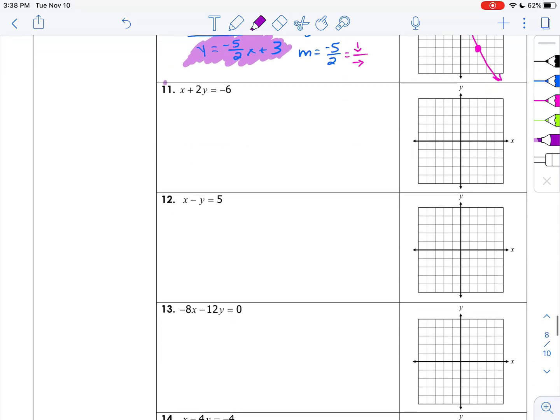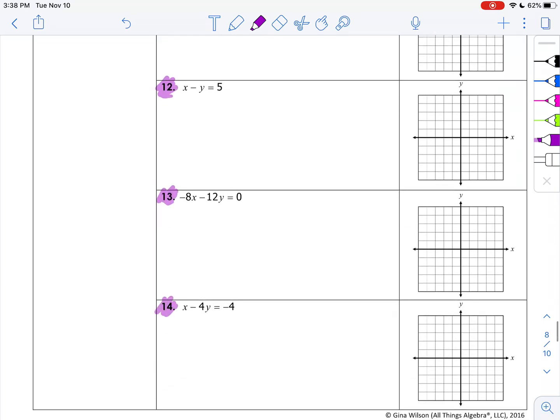Go ahead and highlight number 11, 12, 13, and 14.